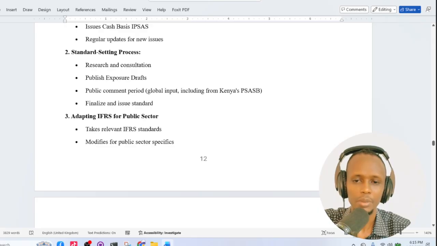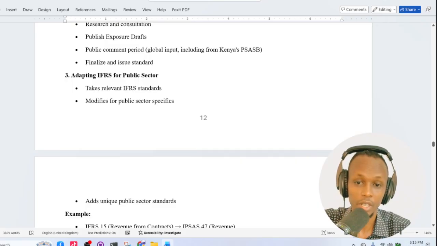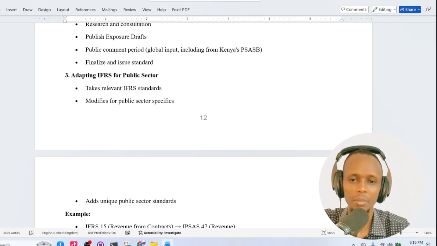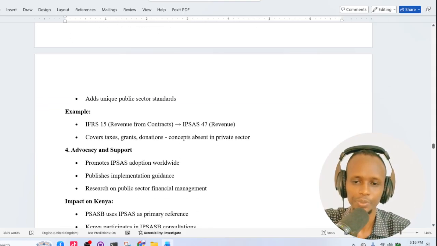And then IPSASB adapts IFRS to the public sector. We borrow the best practice from the private sector. For example, under IPSAS 12, Inventories, we have prohibited LIFO, last in, first out, because imagine you are a shopkeeper. Will you sell mkate ya jana, or the bread that will expire tomorrow first, or will you sell the one that came latest? So last in, first out is no longer applicable in the public sector too.